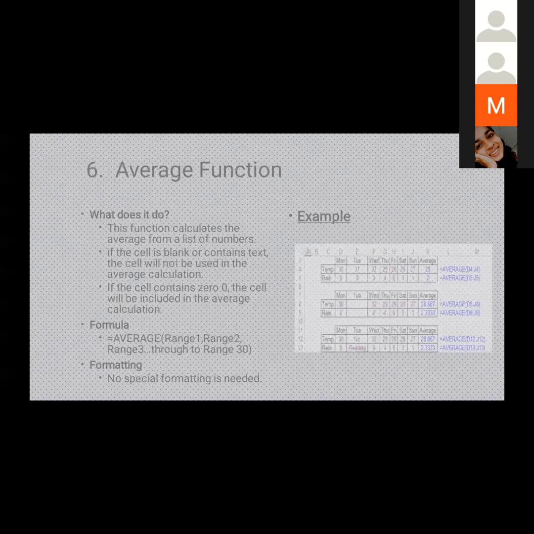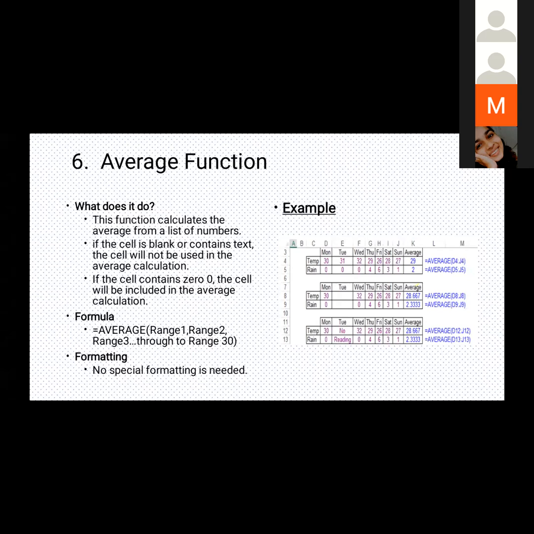The sixth is the AVERAGE function. What does it do? This function calculates the average from a list of numbers. If the cell is blank or contains text, the cell will not be used in the average calculation. A cell with content 0 will be included in the average calculation. Formula: =AVERAGE(range 1, range 2, range 3, up to range 30).